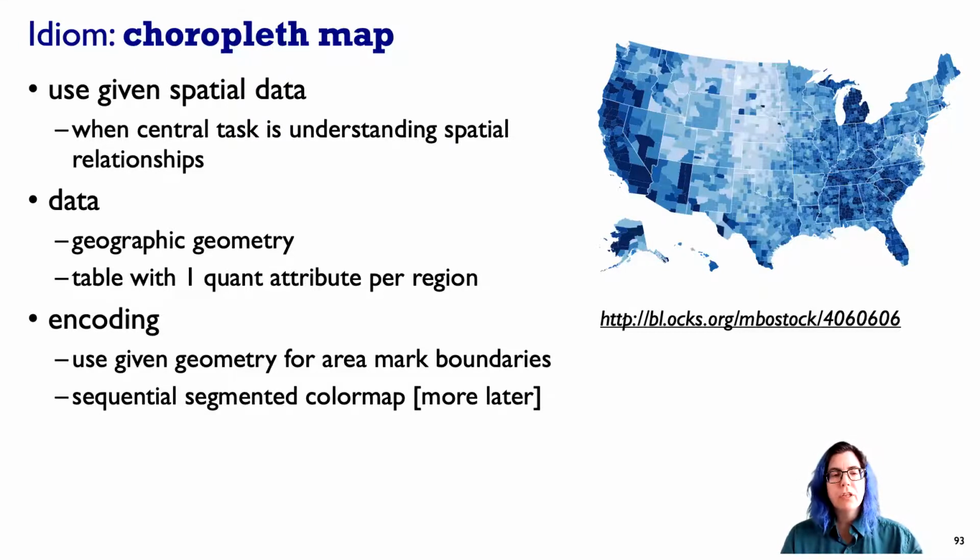So we typically are just using given spatial data when the central task is to understand spatial relationships. In this case, you're looking for geographic patterns. So we've got the geography, which has got geometry of the shapes of, in this case, US counties. And then we also have an associated table that's got one quantitative attribute per region. So we can think about it that way. Or we can think about it that in this spatial data set for every region, there is one attribute. However you want to think about inputting the data, the key thing is that we are using color to encode the information. And we'll talk more about color in the second session.